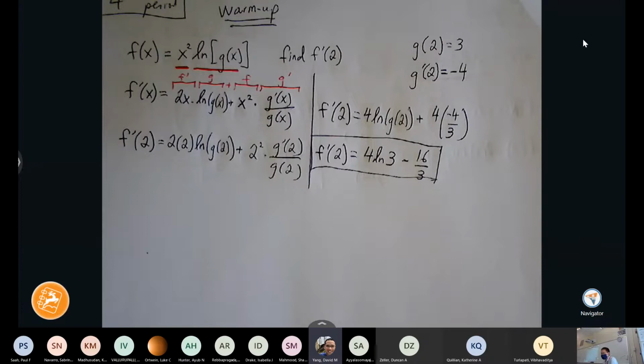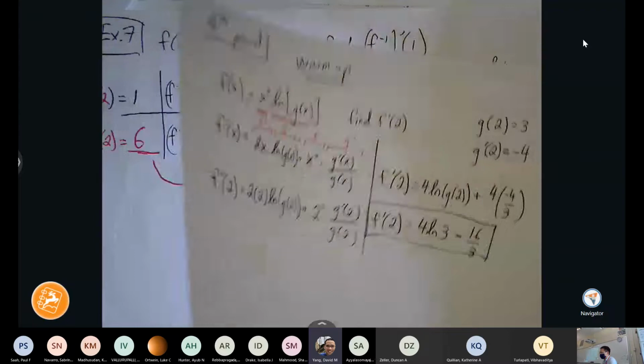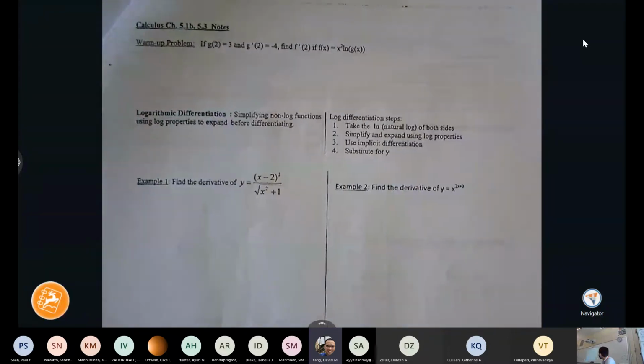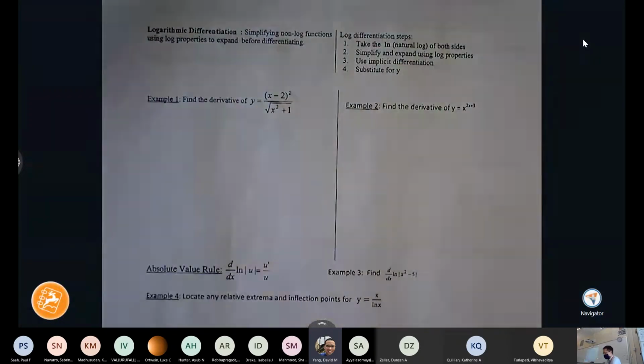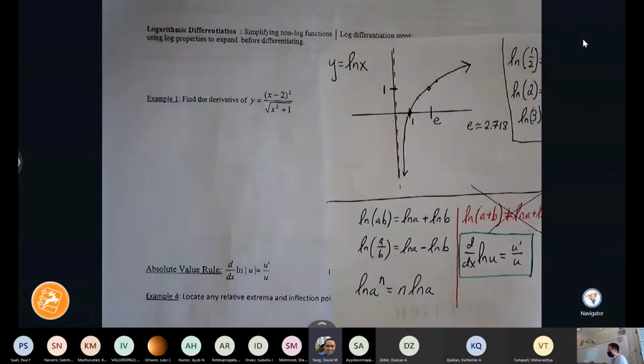Okay, let's move into today's topic, which is log differentiation. Okay. Anybody still need this page? All right, so today we're going to talk about log differentiation, which is still using log rules, but it's the second part of 5.1.